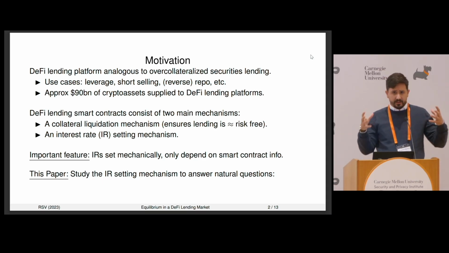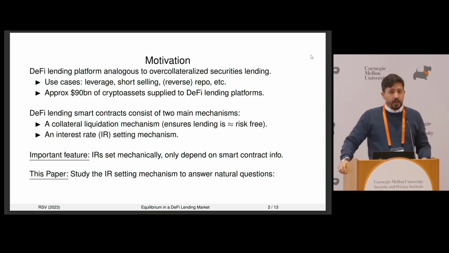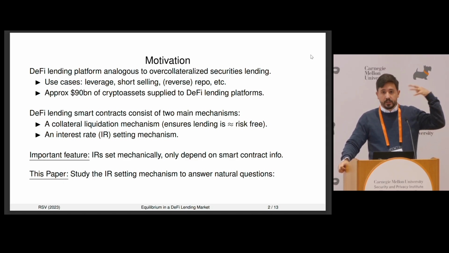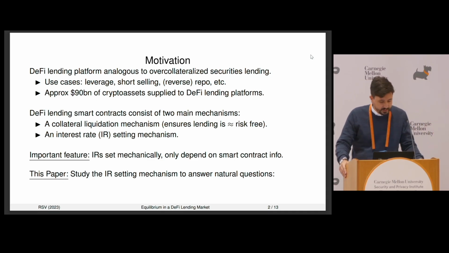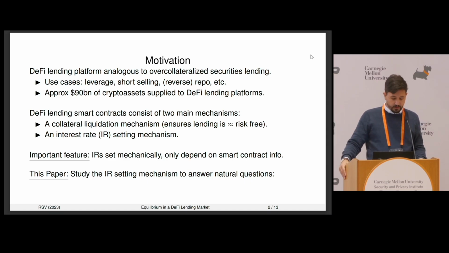And when we think about the DeFi lending smart contracts, there are really two key mechanisms in those contracts. The first one is a collateral liquidation mechanism. This is basically designed to ensure that lending is approximately risk-free, but there are all sorts of issues that could come up. But this talk is about the second mechanism, which is the interest rate setting mechanism. So how do we determine the interest rate that borrowers pay and lenders receive through this smart contract?